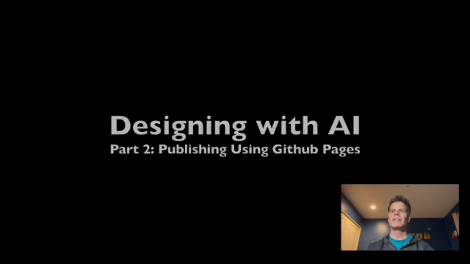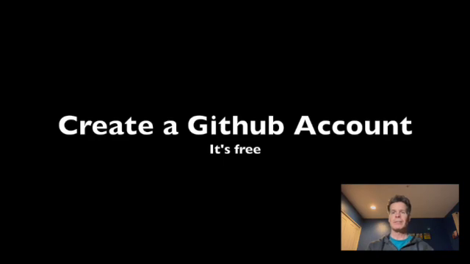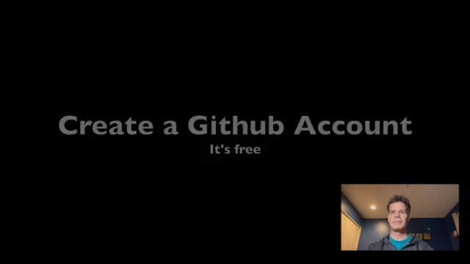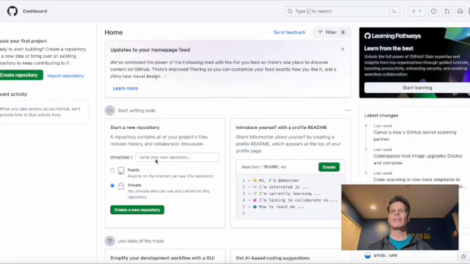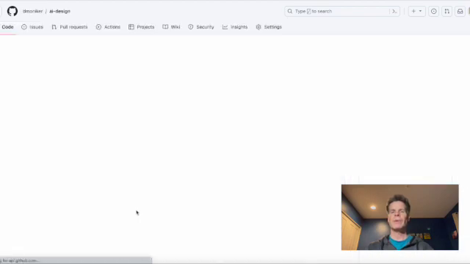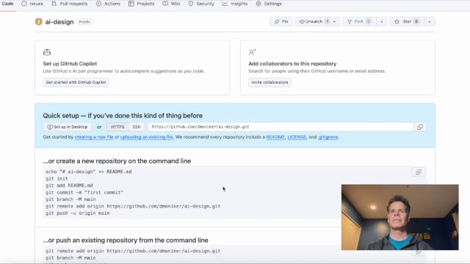First of all, go and create a GitHub account if you don't already have one. It's free. Once you've done that, you're going to go in and create a new repository. I've labeled mine AI-design and made it public. And press create a new repository, and there you go.